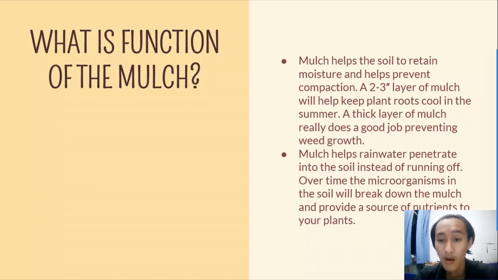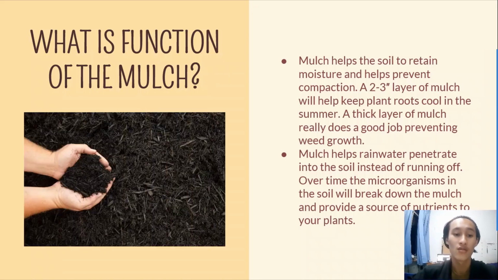for preventing weed growth. Mulch also helps rainwater penetrate into the soil instead of running off. Over time, the microorganisms in the soil will break down the mulch and provide a source of nutrients to your plants. So as we can see here, mulch.